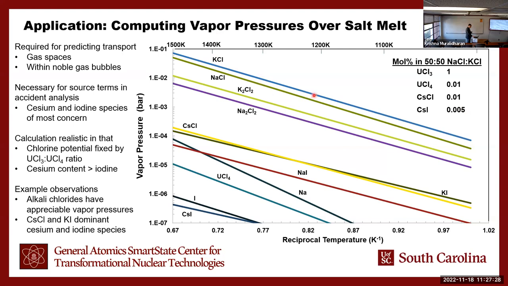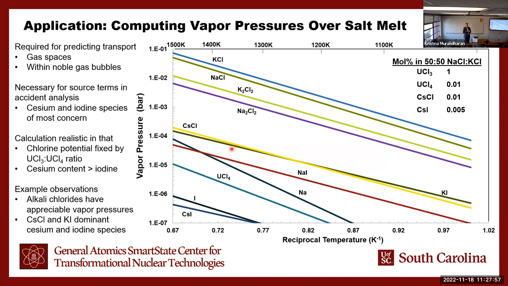Turns out potassium and sodium chloride have the highest vapor pressures. Then we've got cesium chloride, potassium iodide. Why are those important? Cesium is a volatile, highly radioactive fission product that is an environmental hazard. It's one of the major issues at Fukushima, that the ground is contaminated with cesium that was released from the reactor during the accident.